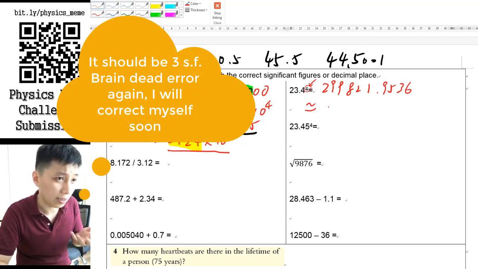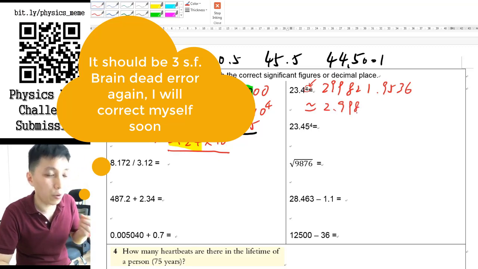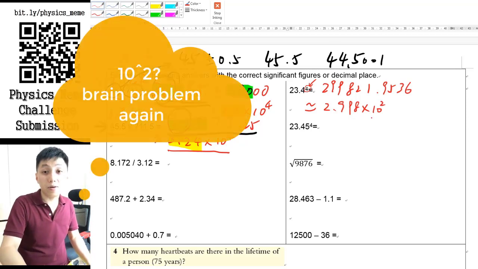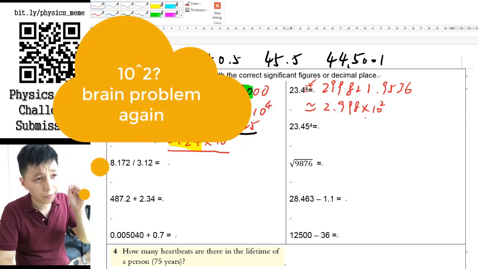So I guess the answer will be 3, because rounded up, 3.000, actually no, it's actually 2.9. I don't know why I think that. 2.998 times 10 to the power of 2 instead. Okay, so that's the first one.